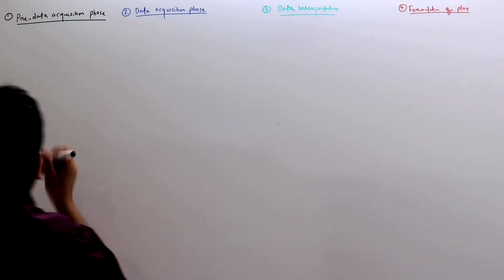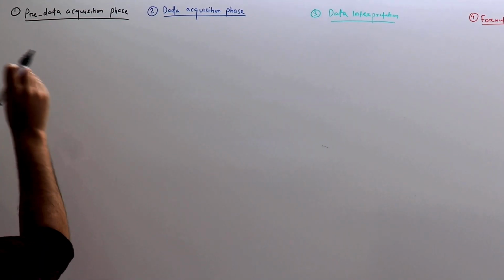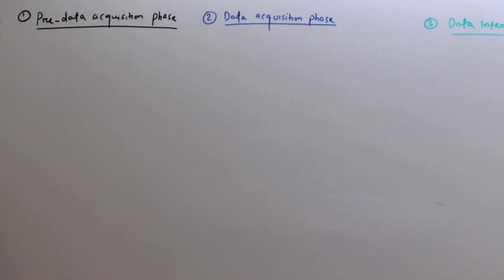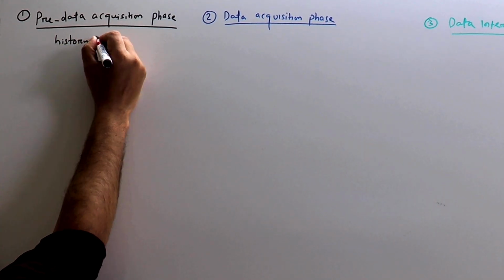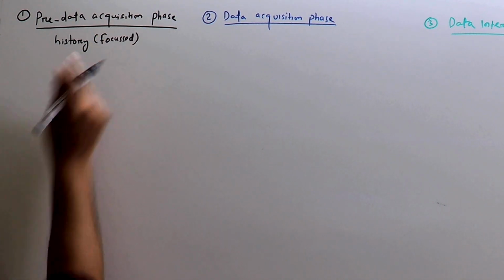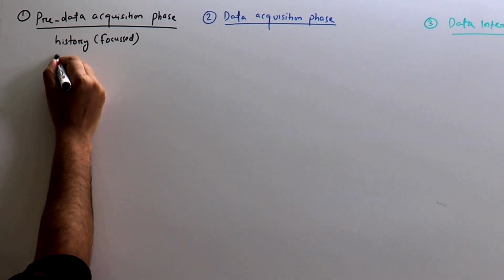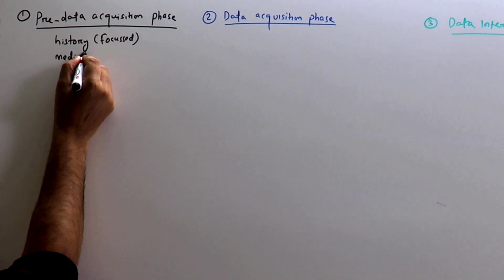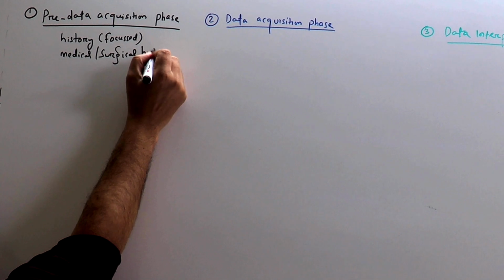Number one is pre-data acquisition phase. Any patient you are writing a note on, you should have some knowledge of the history of the patient. Not detailed history, but at least focused history. Number two, you must have the medical or relevant surgical history. This is past history, right?